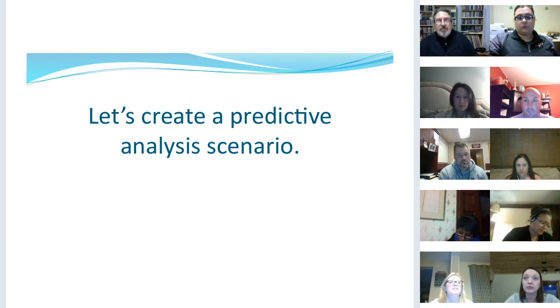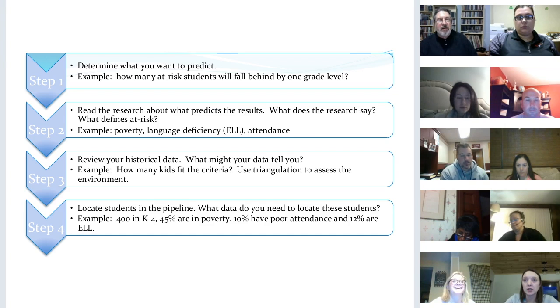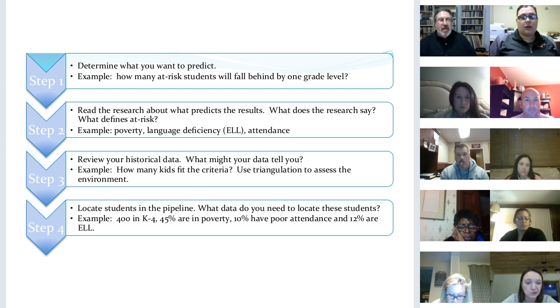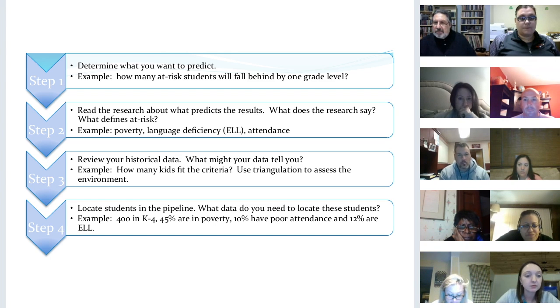So let's create a predictive analysis scenario. That's 611. Here's another one, all right? Determine what you want to predict. Here's another example. How many at-risk students will fall behind by 1 grade level? Read the research. What predicts the results? What does the research say? What defines at-risk? Well, common sense and the research say that poverty, language deficiency, and attendance place students at risk. Anyone care to dispute that? No, common sense, right? And the research confirms that.